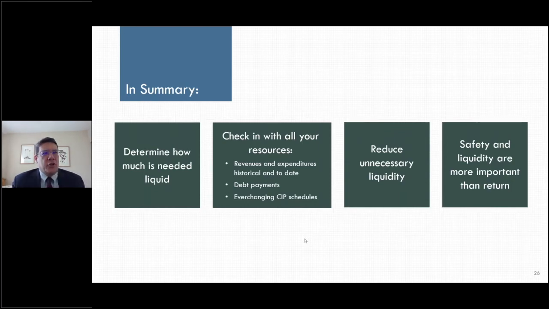So let me summarize everything, and this is just the cash flow piece of it. Work to determine how much you need to keep liquid. Check with all your resources. Where are the revenues coming in, and how are they going to change? Where are the expenditures going to come out of, and how have they changed historically, and is there going to be a change to the pattern? Make sure to reduce anything that does not need to be liquid. Don't keep it liquid. Over a long-term period, that equals an opportunity cost, and that cost adds up, and it becomes big numbers over time. And then, of course, always make sure to remember, per code, safety and liquidity come before return.